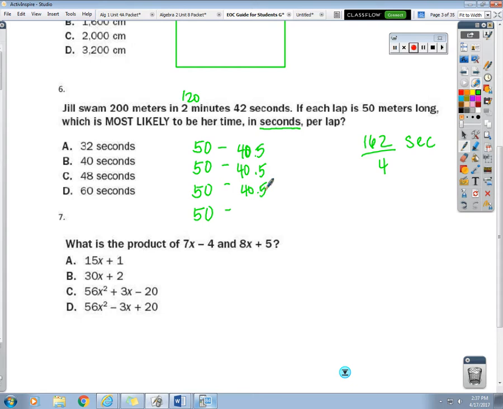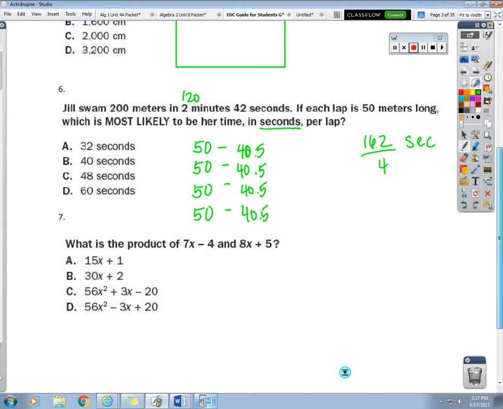Now, I know a lot of people earlier today have been getting 60. But use your common sense. 60 seconds is a minute, right? So if it took her 60 seconds to do all 4 laps, that's how long for the whole race? 4 minutes, which is way more than her time for the race. So use your common sense, okay?